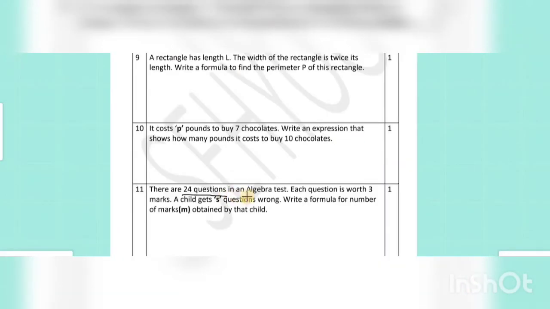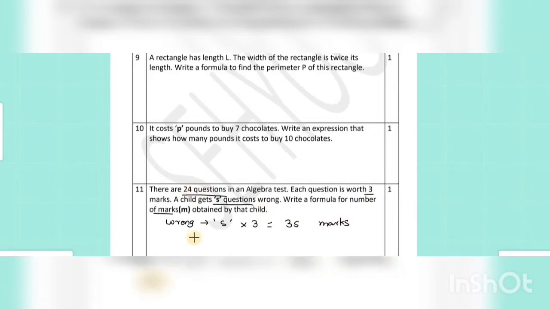Number 11, there are 24 questions. Each question is worth 3 marks. A child gets S questions wrong. How many marks did the child get? So, if he gets S questions wrong, the number of marks which went wrong is S times 3 marks for each. That is 3S marks.